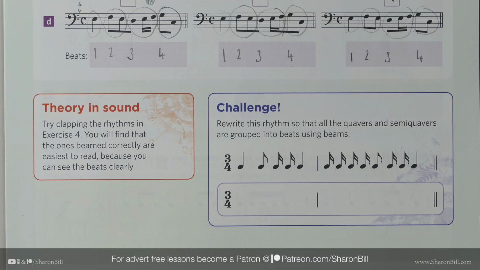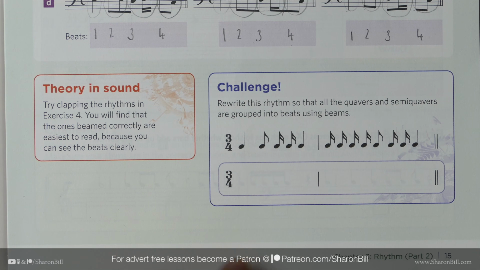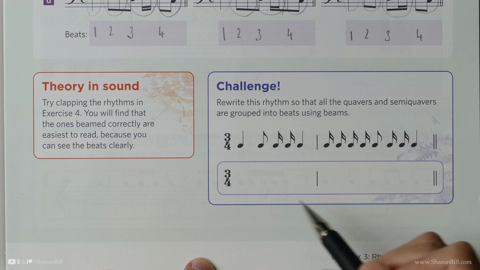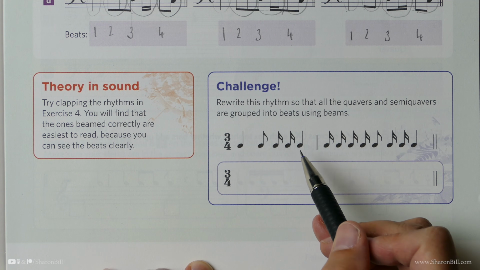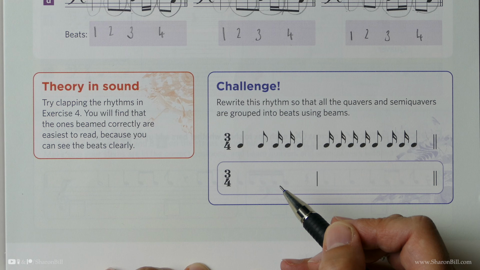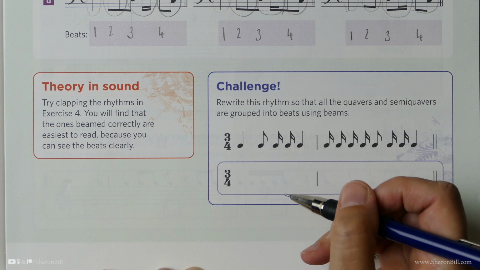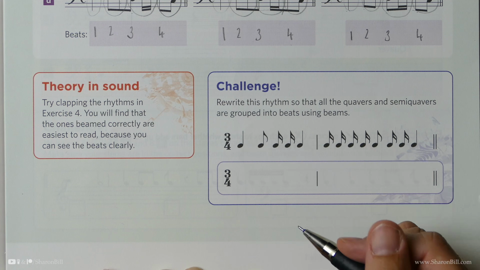And then finally we have a challenge, and so now we are asked to do the beaming rather than just spotting which one is correct. We are asked to beam, but it's easy enough if we just think about it first. So find out where each new beat falls. We should be finding 3 separate beats.